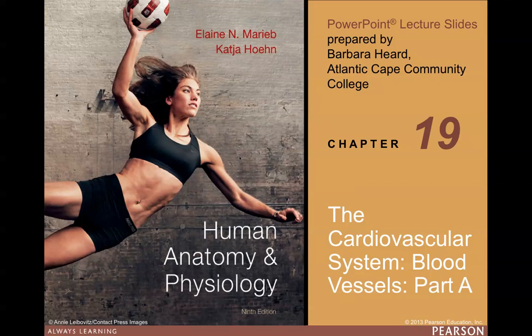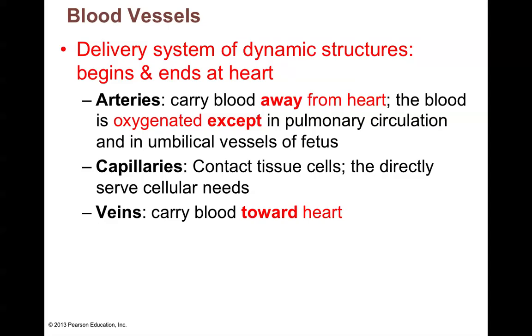This is Chapter 19, the Cardiovascular System, Blood Vessels. Blood vessels are a delivery system of dynamic structures that begin and end at the heart. Arteries carry blood away from the heart. The blood is oxygenated except in pulmonary circulation and in umbilical vessels of the fetus.